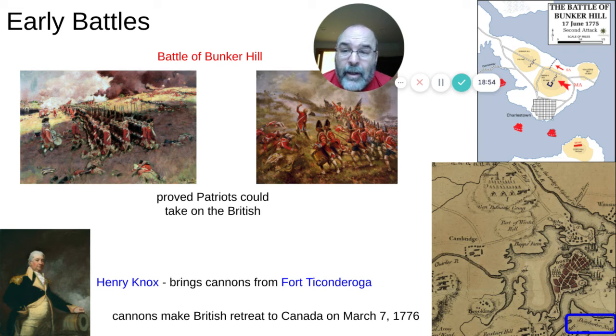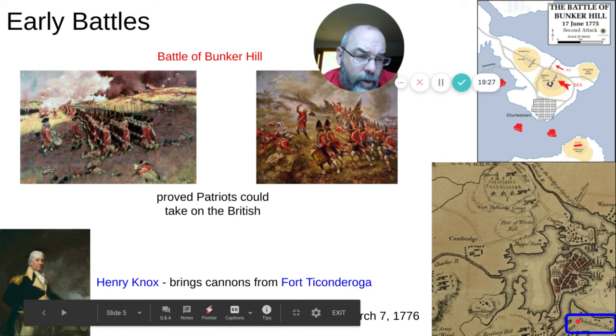They charge the fortification and are pushed back. They charge again and are pushed back. Finally, on the third attempt, they charge and we run out of ammunition, so we have to run from the spot. The British will gain control of this. That's why it's a British victory. But it does prove that if the colonists have the supplies, we're going to be okay. At the same time, we're trying to get more supplies from a place called Fort Ticonderoga.